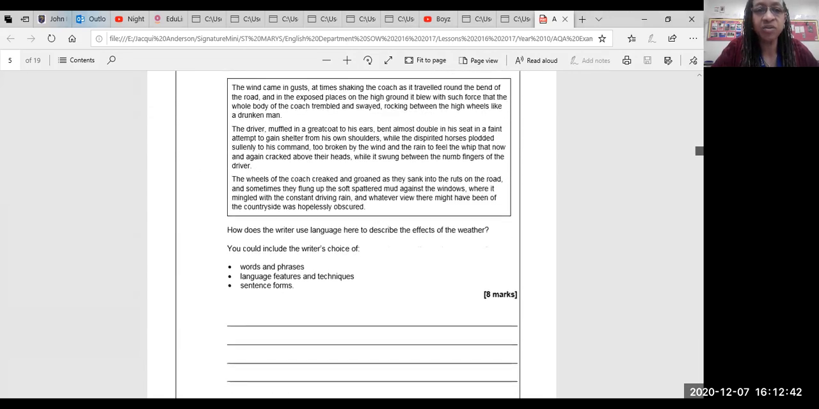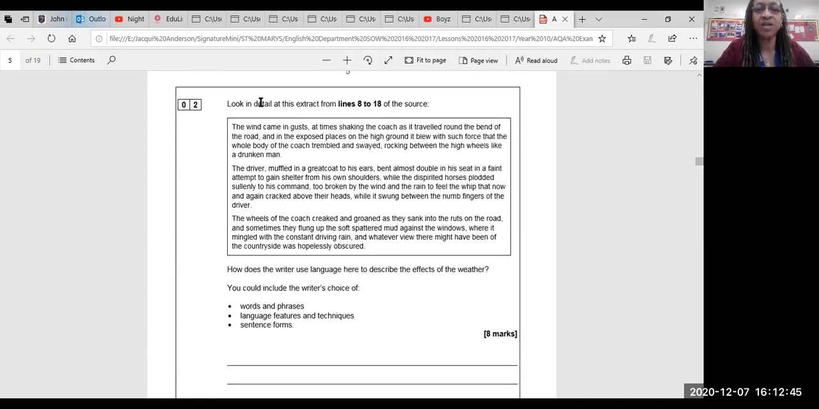Question 2 is your writer's use of language. In this exam, again, it helps you by giving you the extract that you need to focus on. So again, it tells you to look at lines 8 to 18, which is there in front of you. It asks you, how does the writer use language? And then you need to look at what it's asking you to describe, the effects of the weather. How did it make people feel? What happened with the weather? So again, it's got information here to help you. It talks about writer's choice of words and phrases, language features, techniques, and sentence forms.